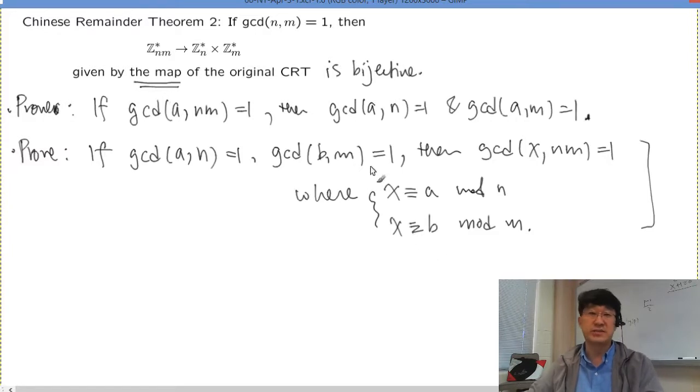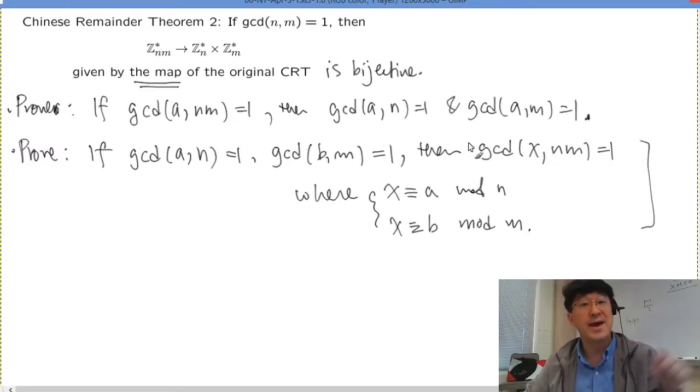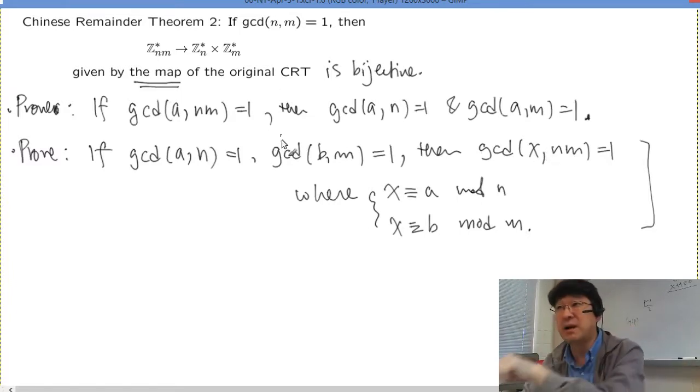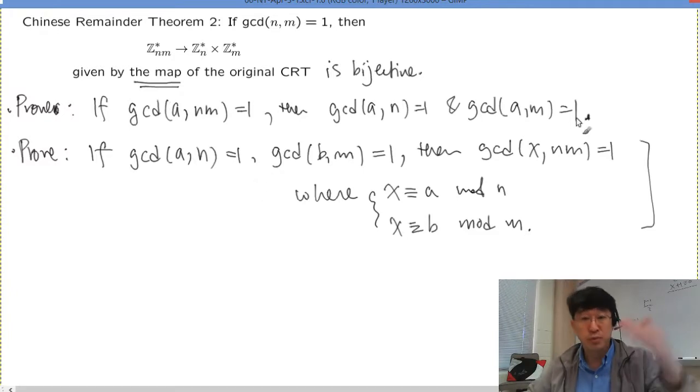This proves it's surjective. I choose a random element in here. I show that the element x in here is relatively prime to n times m and lands in our target, (a, b), right? So proving this one will show that this is surjective. The other one showed that the map is well defined.